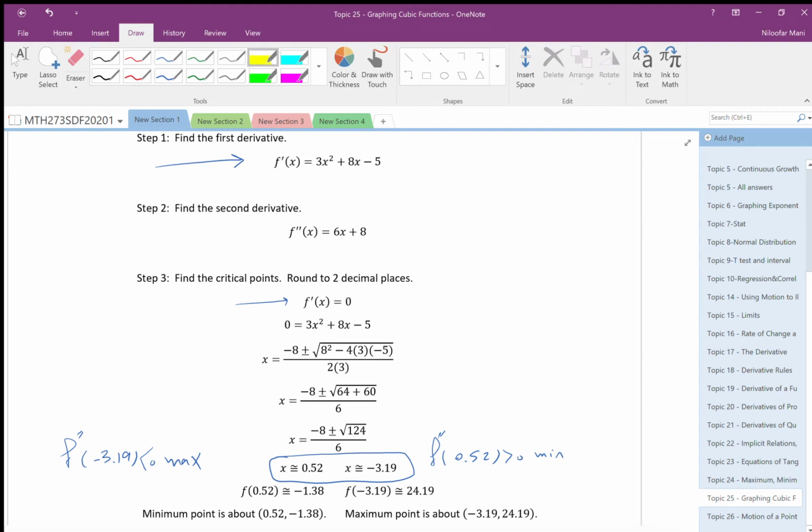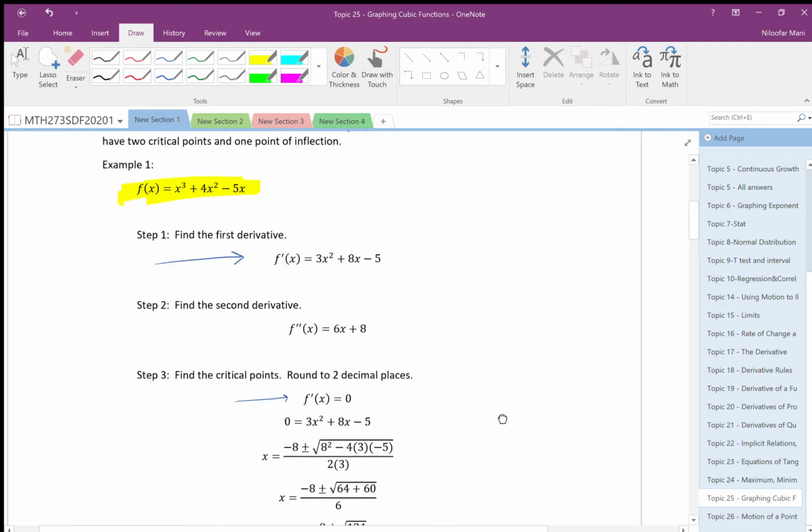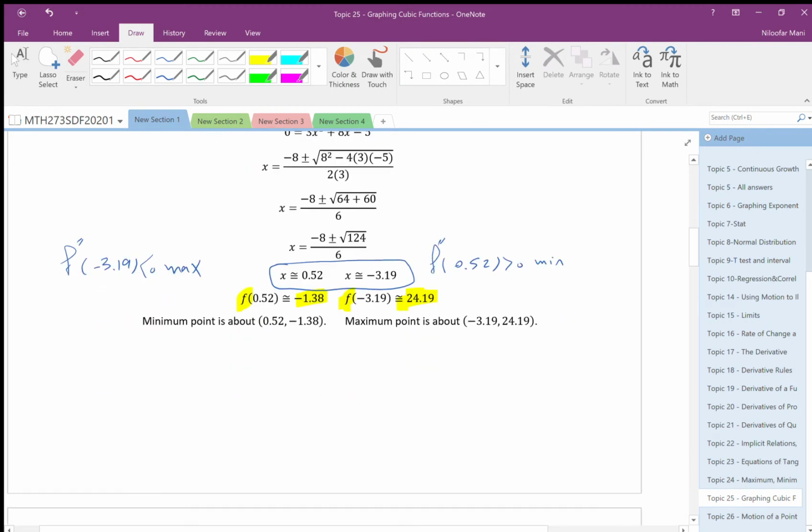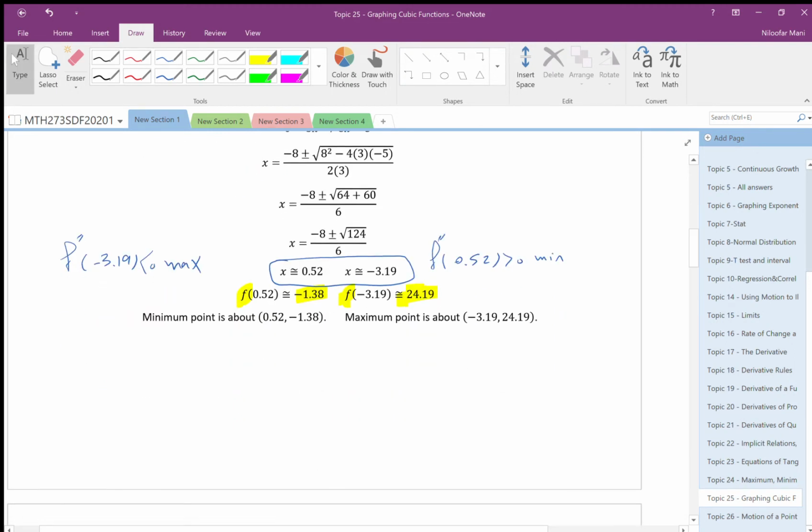Here I have to find the value of y for each point. Remember, for the value of y you have to use f. Sometimes students make the mistake of using f prime or f double prime. That's wrong. I want y of the function, and y of the function comes from here. So that's that, and then I know my minimum and maximum points.